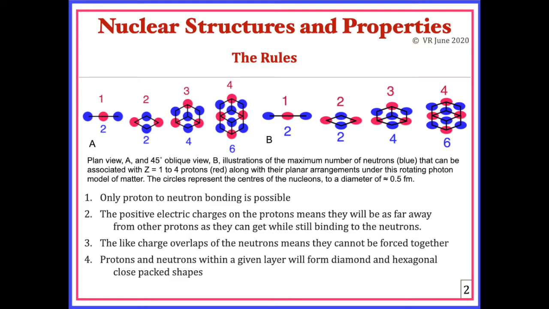Diagram A represents a plan view, as in the layer is viewed from above. Diagram B illustrates the same features as if viewed obliquely at an angle of approximately 45 degrees. That is used because representing all nucleons in circles will make multi-layered images far too large to fit on a slide when they get up to higher atomic number nuclei, which can have up to 8 layers or more.